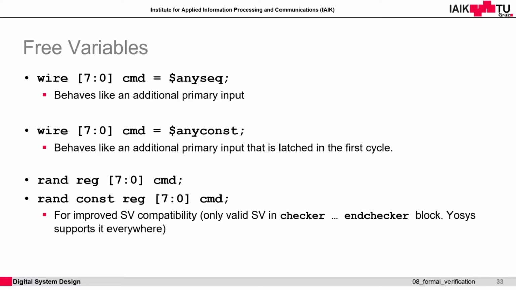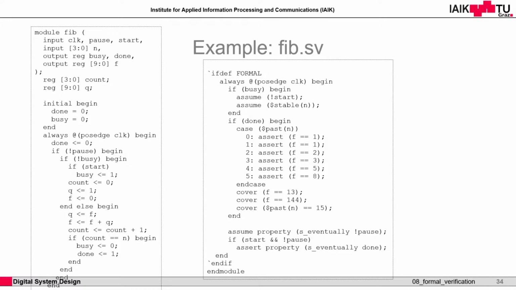All right. So let's now look at a more complex example. This here is a Fibonacci number generator. It has some control inputs, a pause and a start signal. There is a main block which is surrounded with if not pause. We have a start signal telling the circuit to start a new computation. We have n to compute the nth Fibonacci number as an input, and we also have some control outputs, busy and done. Busy is high while the circuit is generating the numbers, and done is high in the one cycle where the output f holds the number we wanted to compute.